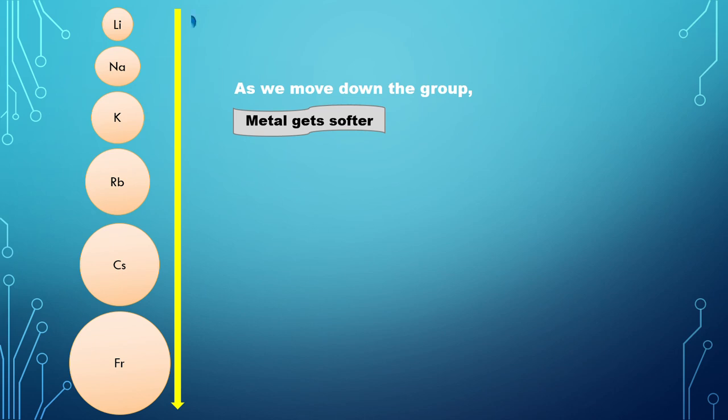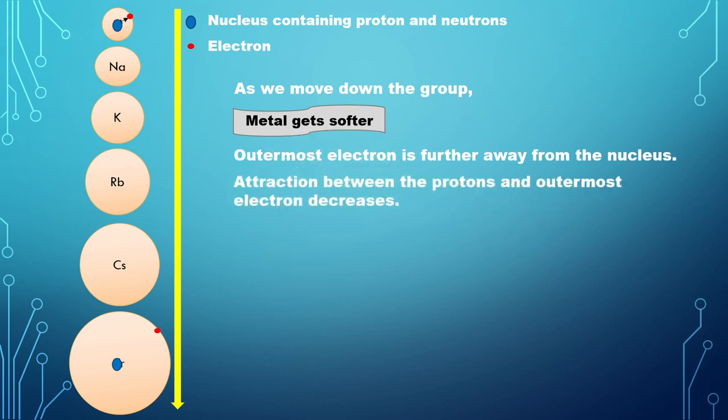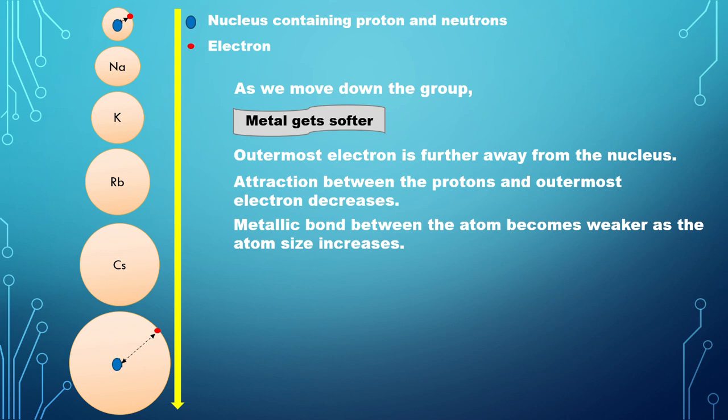Now, let's look at the reason why elements become softer as we move down the group. Each atom in an element has attraction between the nucleus and the outermost electron. However, as we move down the group, the outermost electron is further away from the nucleus. Attraction between the protons and the valence electron or outermost electron becomes weaker as the atom size increases. Therefore, the metallic bond between the atoms becomes weaker as the atom size increases, leading to a lower melting point and boiling point of the elements as we move down the group.